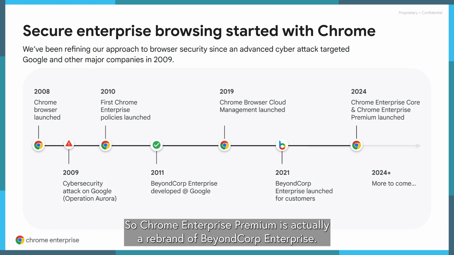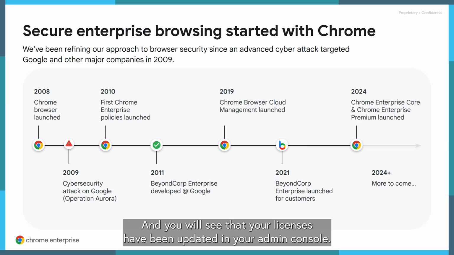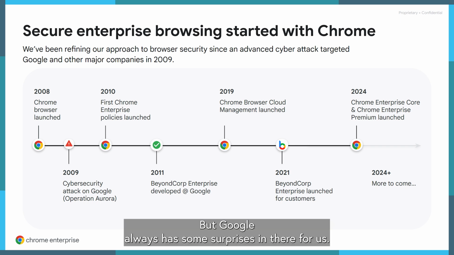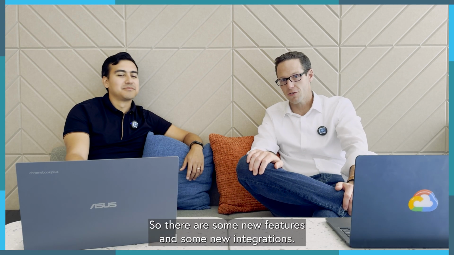So Chrome Enterprise Premium is actually a rebrand of BeyondCorp Enterprise. So if you are a BeyondCorp Enterprise customer, you are now a Chrome Enterprise Premium customer, and you will see that your licenses have been updated in your admin console. But Google always has some surprises in there for us. So there are some new features and some new integrations. So we're going to break it down.